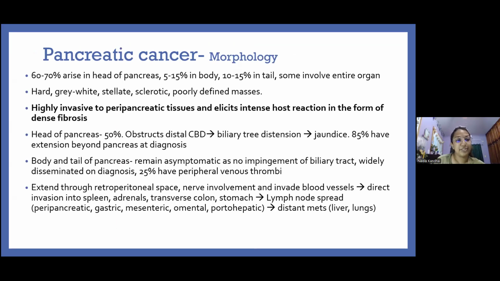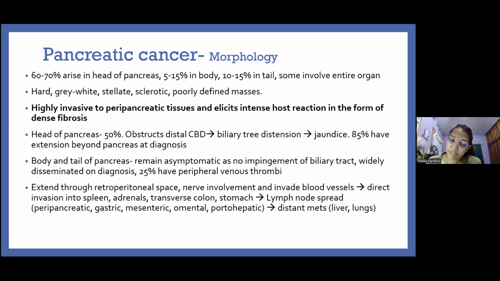As for morphology, 60 to 70% arise in the head of the pancreas, followed by the body and the tail, and some diffusely involve the entire pancreas. They are poorly defined, hard, gray-white stellate masses, highly invasive to peripancreatic tissues, and also elicit an intense desmoplastic reaction, which shows up as the dense fibrosis we looked at before.